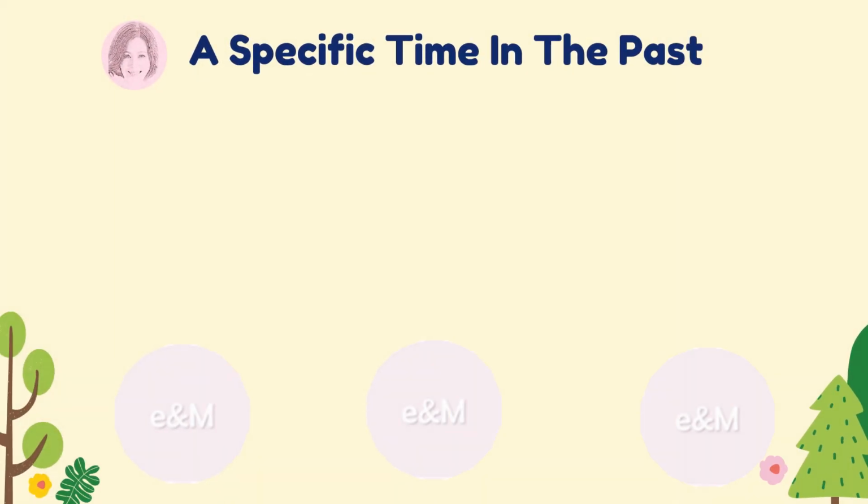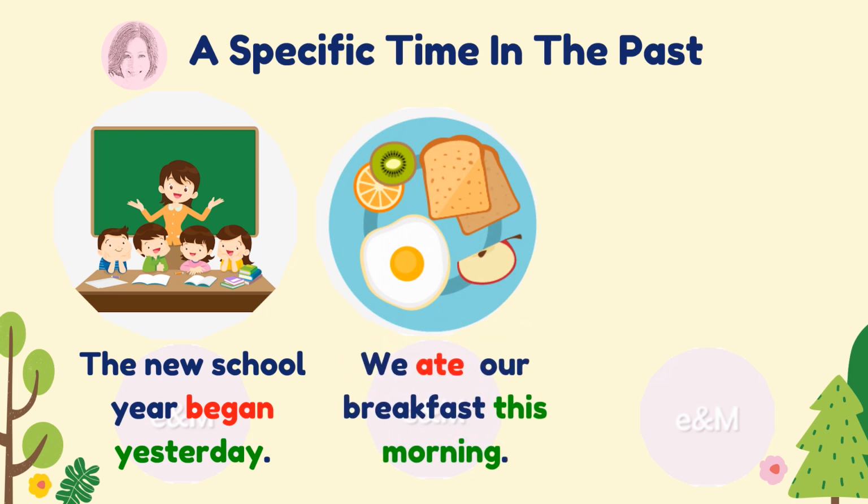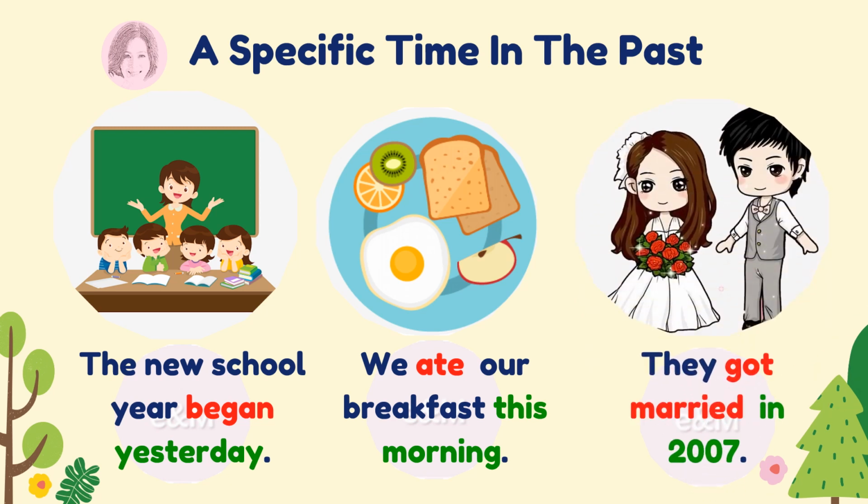Okay, now let's have a look at the past simple in use. We use the past simple tense for things that have happened at a specific time in the past. So we need to know when it happened. Okay, for example, the new school year began yesterday. We ate our breakfast this morning. They got married in 2007.